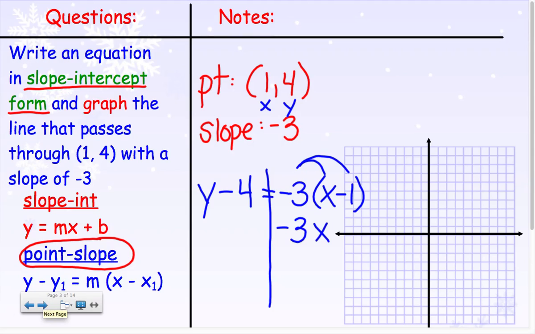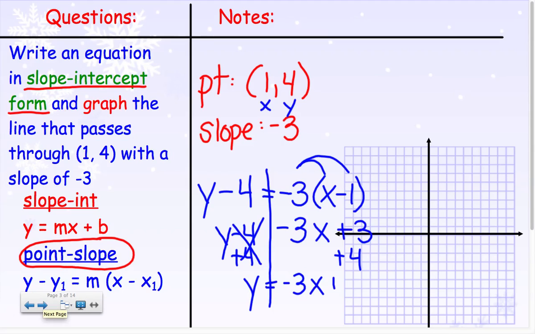Negative 3x, negative 3 times negative 1 makes a positive 3. Bring down the y minus 4, add 4 to both sides, and we end up with y equals negative 3x, 3 and 4 makes 7.